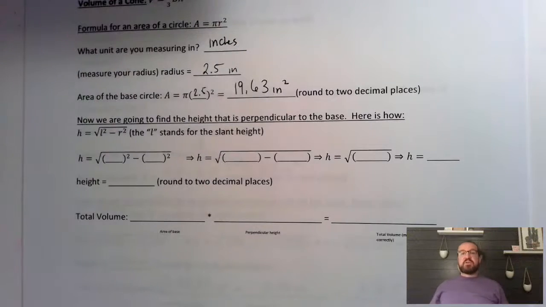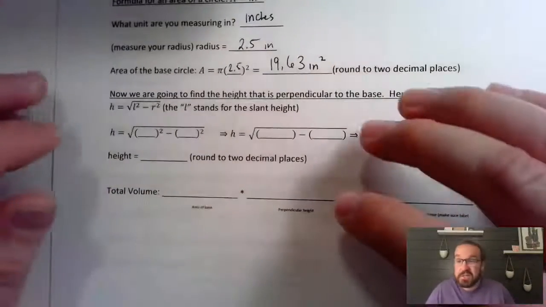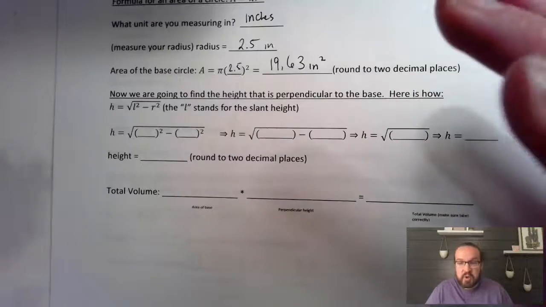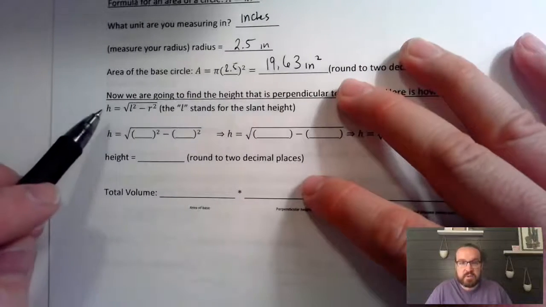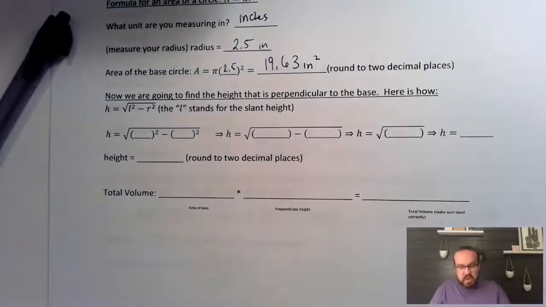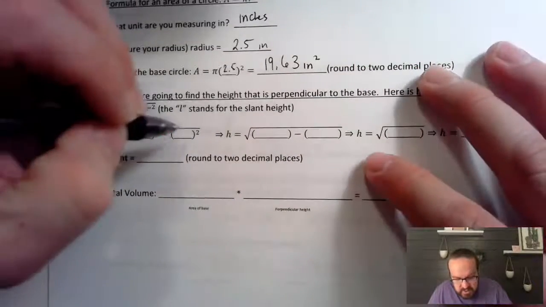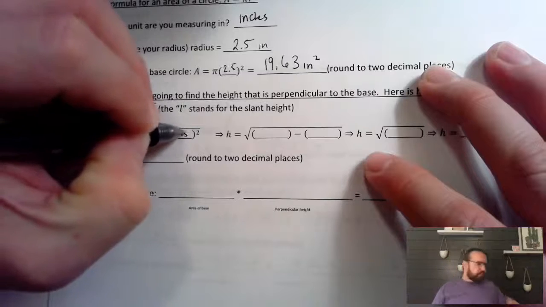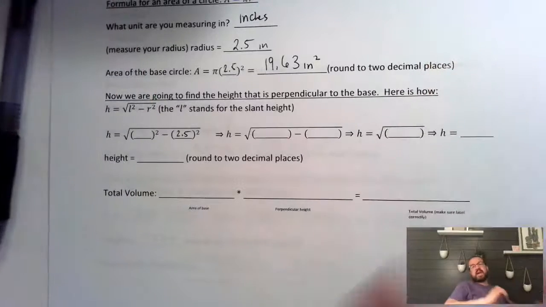Now again, these letters might make more sense here because we're talking about a circle, but we're doing the same idea. That's one reason why I wanted to group them together along with the formula being the same. So we found the radius already. That was just 2.5. We've got to find the height of our cone.